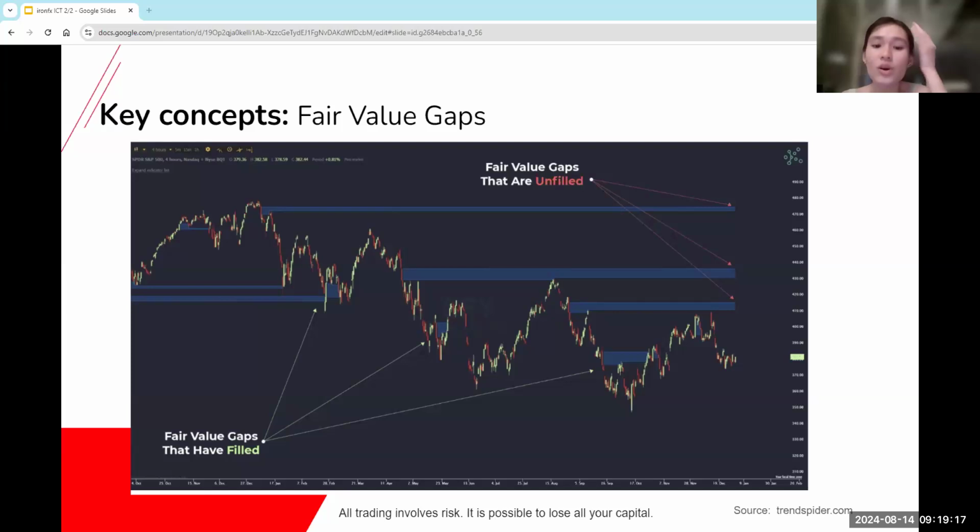So it basically refers to the gap that occurs when the market moves so quickly in one direction that there's an imbalance. This normally happens when price is moving in a trend, so a downtrend or an uptrend. In this chart that we're looking at, it's kind of ranging, but we see a general downtrend. How do we know it's a downtrend? Because price is making lower lows and lower highs as well.